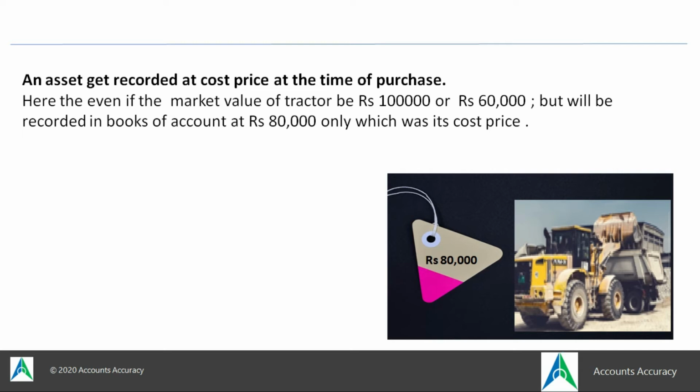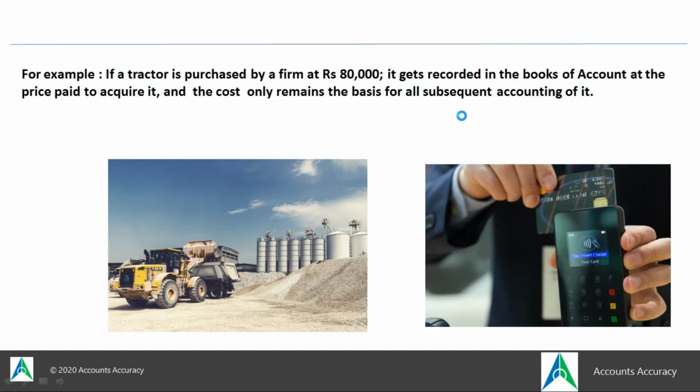Suppose if the market price of the tractor may be 1 lakh in subsequent years, or it may go to 60,000 in following years, it may go down or it may go higher. Market price keeps on fluctuating, but the recording of the amount of tractor would always be 80,000, and year by year only the depreciation of the tractor would be calculated, and that too will be done on 80,000, that is the cost price of the tractor. In subsequent years, the basis of accounting will always be 80,000.